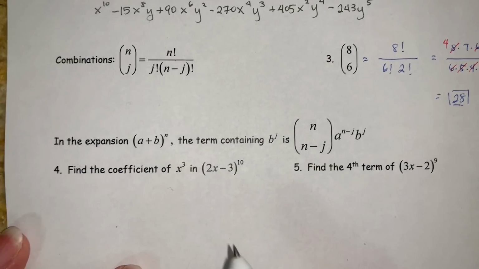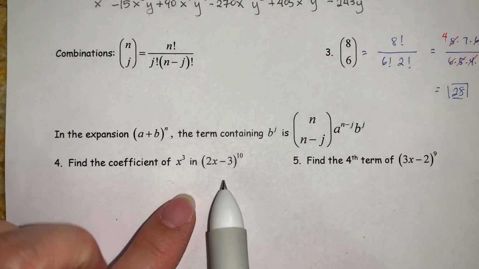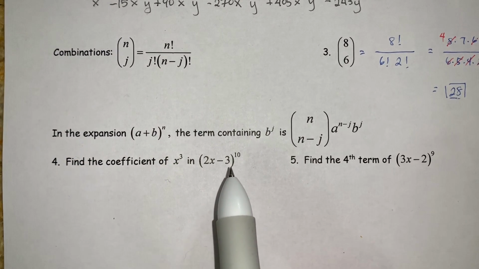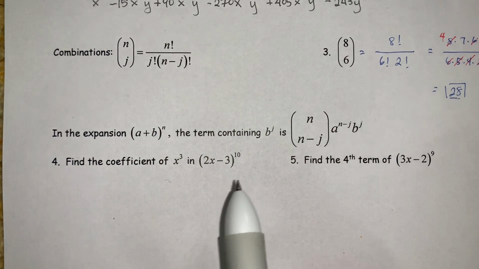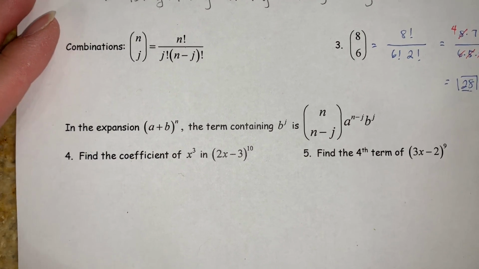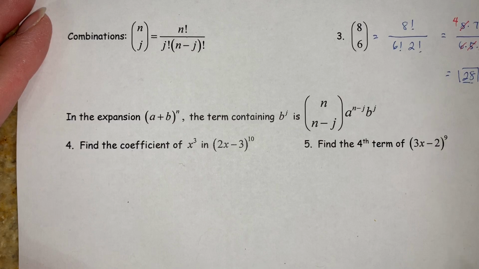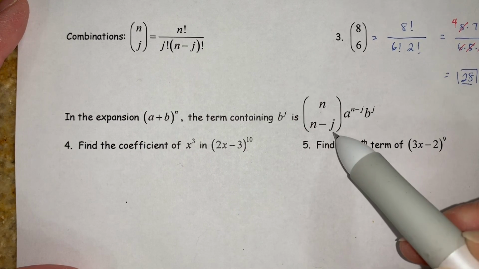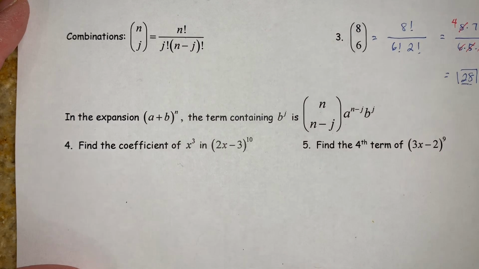Okay, so why does this help us? Well, when we have a bigger exponent, when we have a bigger expansion, for example, like this to the 10th power, we really don't want to multiply everything out. Sometimes we want a very specific term. So this is where you have to kind of jump in and figure out what is being asked of you. You need 4 pieces of information. You know what n is, you know what j is, what a is, and what b is.